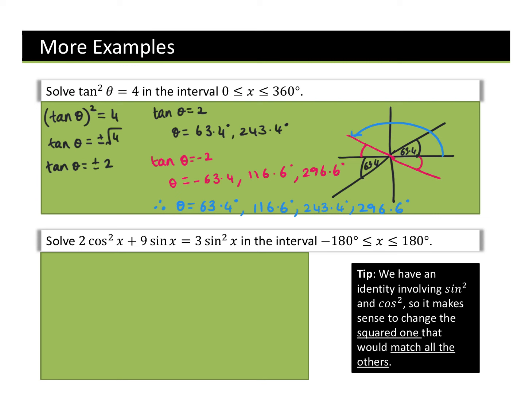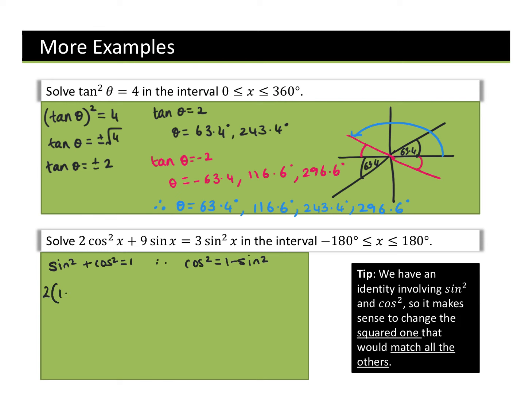Second question. Solve 2 cos squared x plus sine x equals 3 sine squared x. Now I have a sine x and a sine squared x and a cos squared x. So I've got more sines essentially. So what I'm going to do is substitute in, remember our trig identities, that sine squared plus cos squared equals 1. Therefore, cos squared equals 1 minus sine squared. So I'm going to substitute that in to where cos squared is.